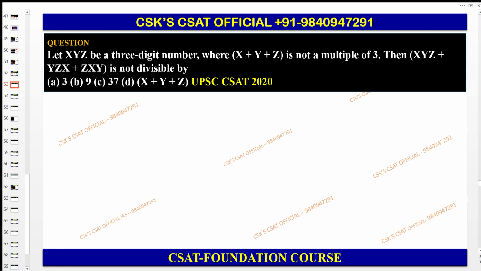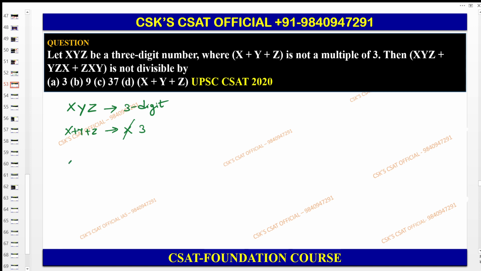This model we have discussed already. Two models we have discussed, the same kind of similar pattern during your foundation. During your additional problem discussion also we discussed this model. Then I will teach you here also. Listen. Just see here XYZ, so 3 digit. Understand here, X plus Y plus Z is not a multiple of 3.